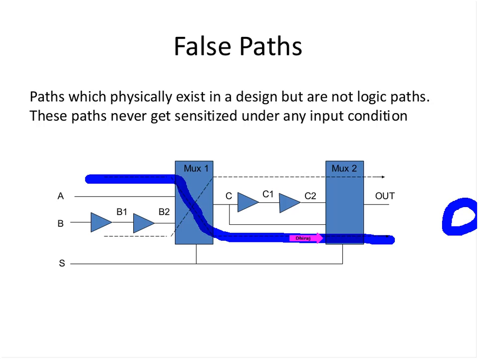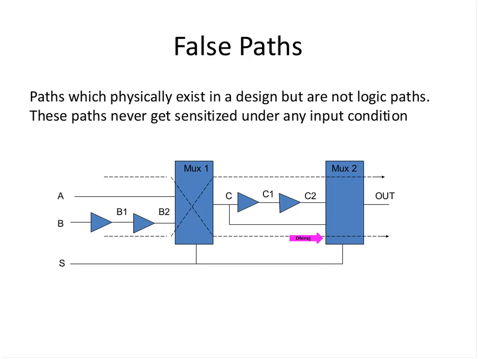This path is blocked because this is one path. This path is enabled, so this path is not activated. Now let us consider the case when select is 1. This path is activated, but this path is not. So this path is not possible.